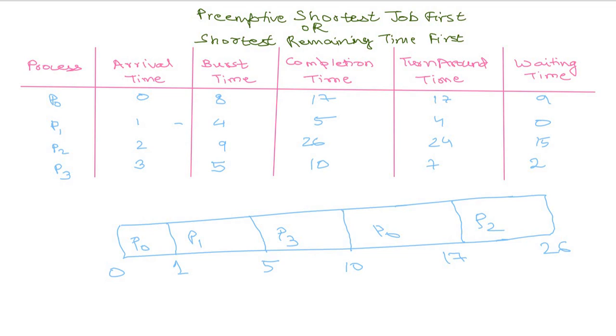Now let's calculate the average turnaround time and average waiting time. The average turnaround time would be the sum of these, which is 52, divided by the total number, that is 4. And the average waiting time would be the sum of these divided by 4. The sum becomes 26, so 26 by 4. Now let's discuss a few important points of this algorithm.